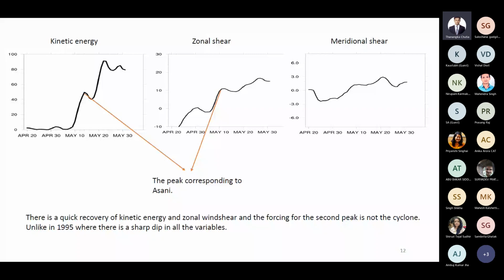So zonal shear, there is a dip in the zonal shear, and then again the zonal shear kind of increases monotonously till May 30th, and then there is a slight dip. That's what it is. So it doesn't look anywhere close to what is shown in the Floto et al. paper, and I don't know.